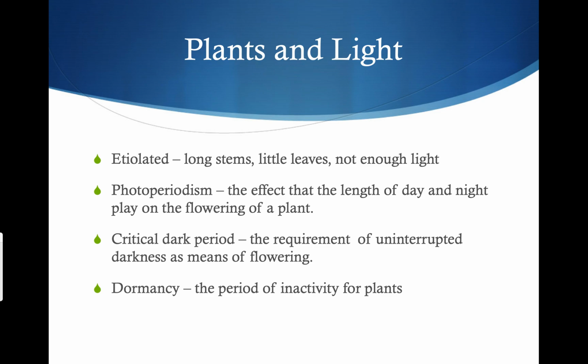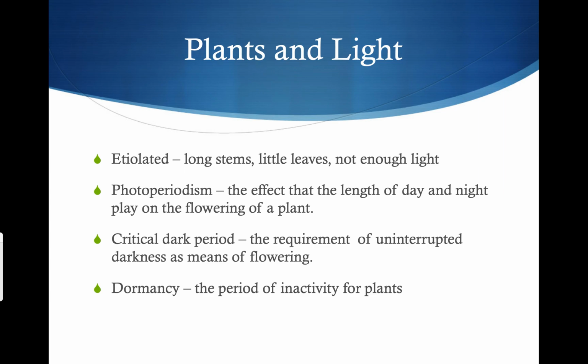Not logical. So photoperiodism, this is very important. The effect that length of day and night play on the flowering of a plant. So plants, based upon how long the night is and how long the day is, will determine the season, okay? Because as, hopefully you guys know, in summer the days are longer, in winter the days are shorter, okay? And so as the days begin to get longer and longer, plants realize that there's what's called a critical dark period. It's the requirement of uninterrupted darkness as a means of flowering. So once plants have that critical time, okay, they will flower, all right?